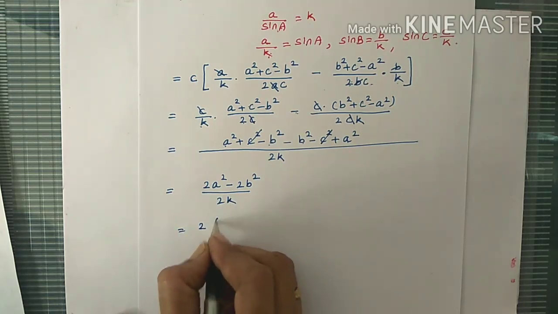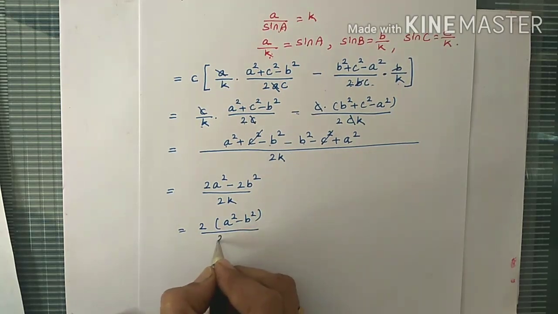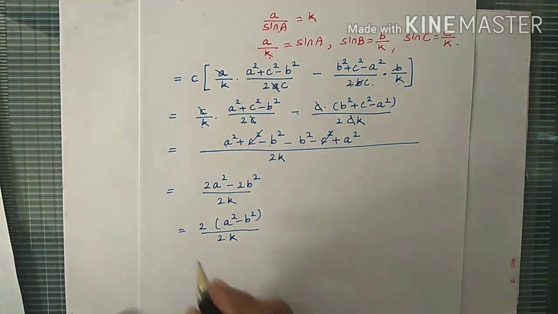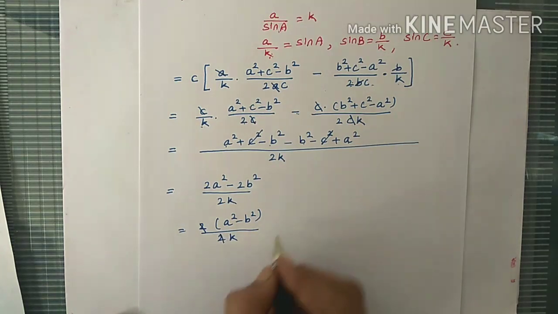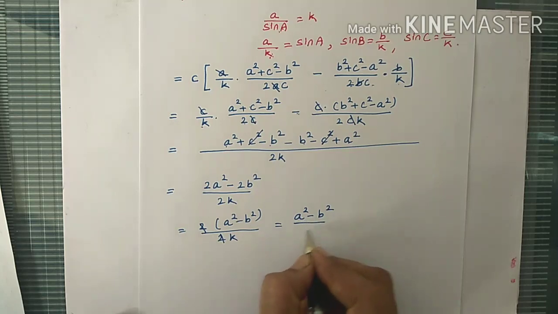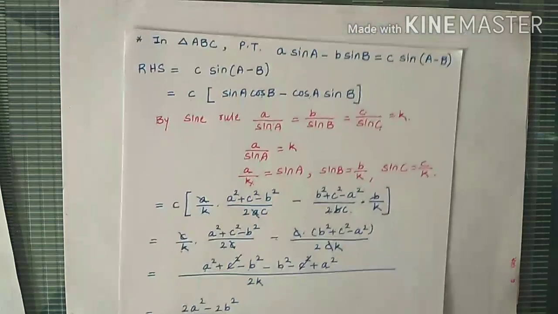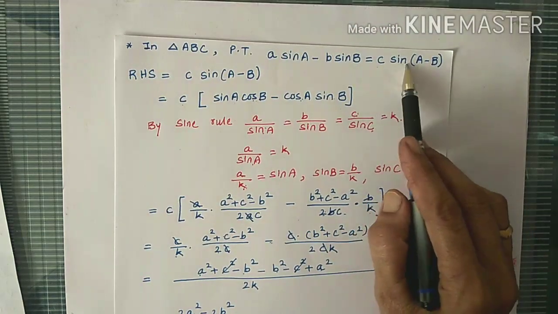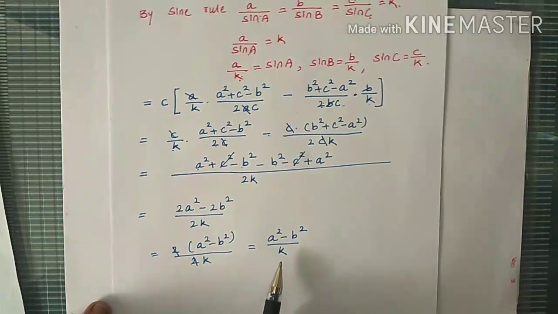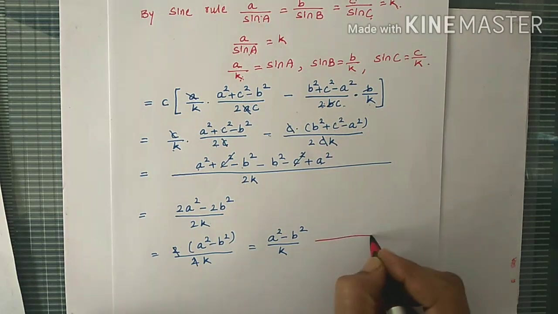So we can take 2 common. So a square minus b square upon 2k. So 2 gets cancelled and we get a square minus b square upon k. So this is the simplification of the right hand side using sine rule and cosine rule. So we have started with c sine of a minus b and we have a square minus b square upon k. Now let this be equation number 1.